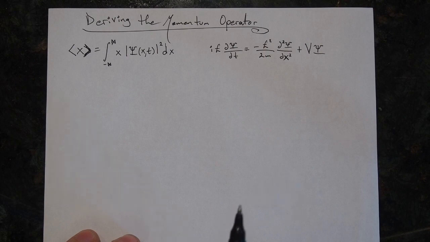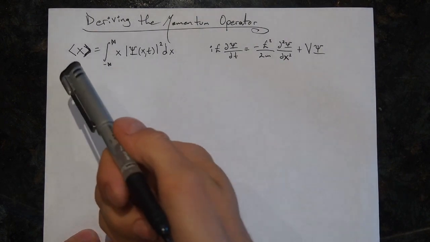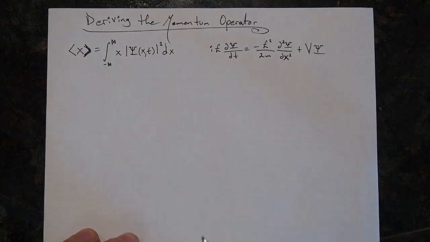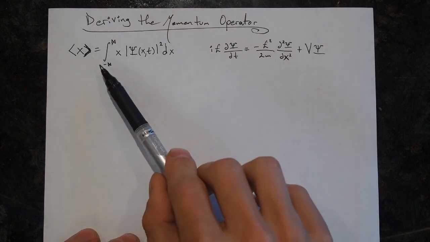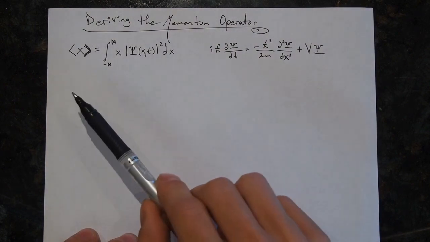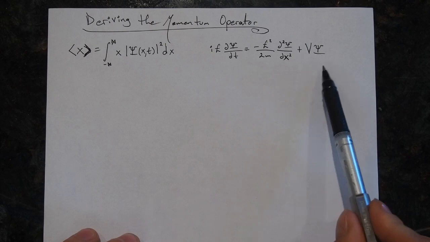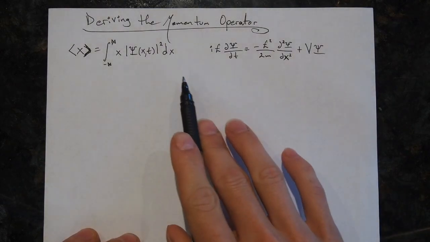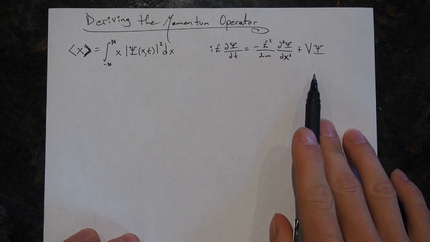Now the prerequisites for this video is that you've done at least a little bit of quantum mechanics, that you've been introduced to some of the ideas. Some important ones: you should recognize this notation as the expectation value for the position, and this is the equation to solve for it. You should also be able to recognize this equation over here. This is just Schrodinger's equation for one dimension. And I'm going to be doing everything in one dimension just to keep it straightforward.